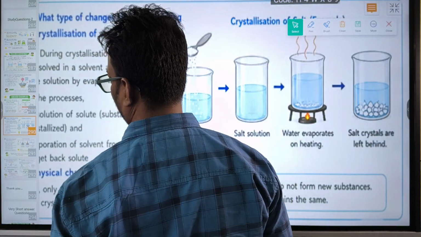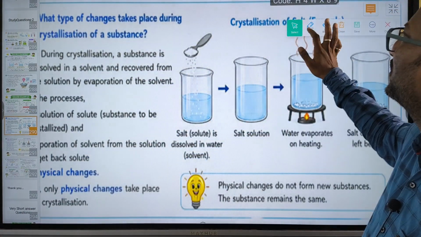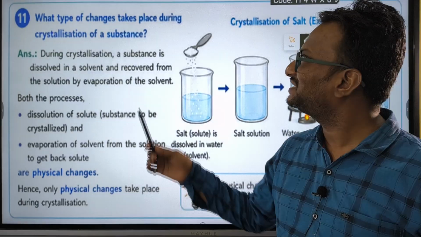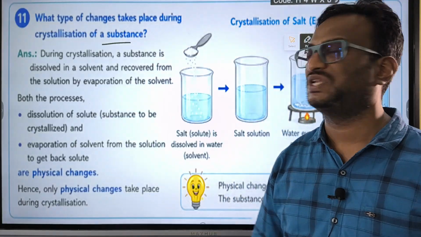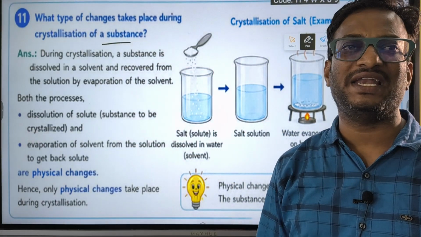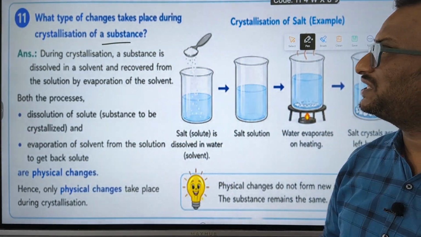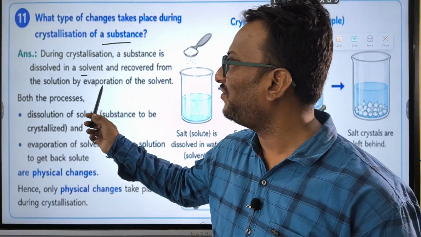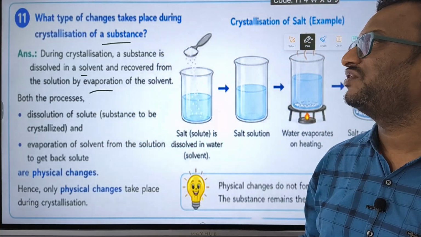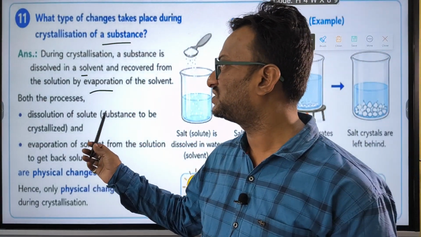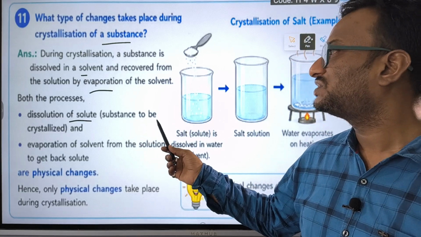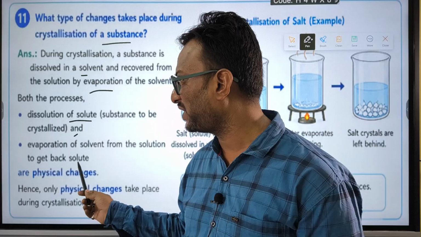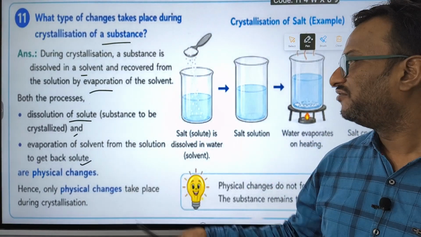Next thing is, what type of changes take place during the crystallization of a substance? Crystallization means liquid getting converted into solid. During the crystallization of a substance, it is dissolved in a solvent and recovered from the solution by evaporation of the solvent. Both processes, dissolution of the solute, the substance to be crystallized, and evaporation of the solvent from the solution to get back the solute, are physical changes.